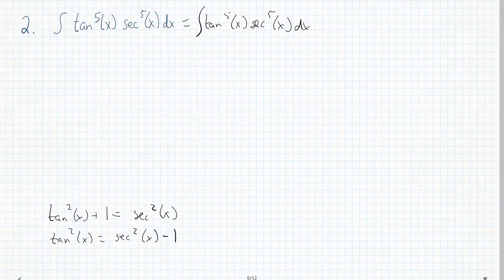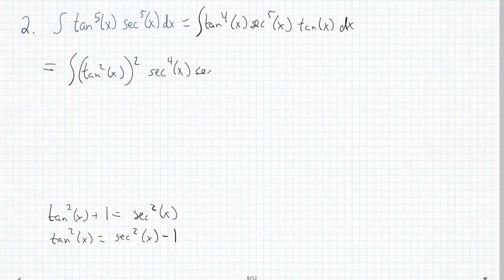So in terms of this, we can write this as tangent to the 4th of x. And then we'll have an extra tangent x sitting on the outside here. And notice it'll allow us to have the secant x tangent x that we're looking for when we have derivatives of secant. So now tangent to the 4th of x, we can rewrite as tangent squared of x. Then we square that. And then we can write the secant to the 5th of x as secant to the 4th of x times secant x tangent x dx.